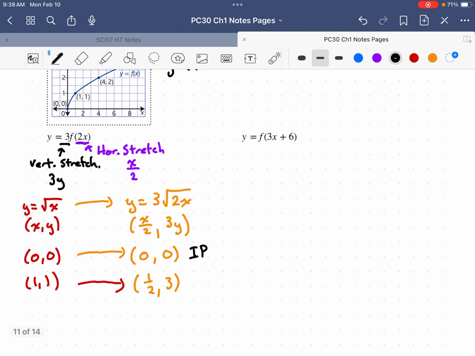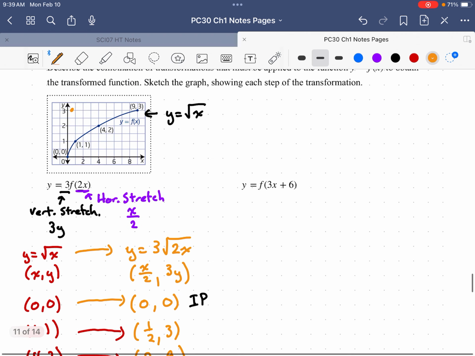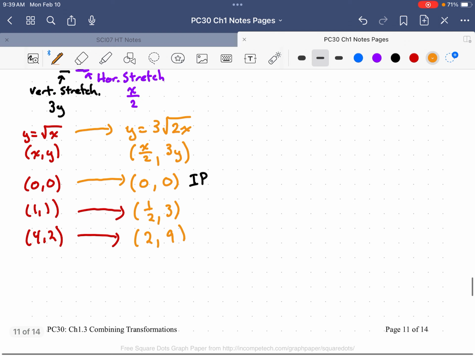I take my point of (4, 2). Take my x value divided by 2, and I go to 2, and times my y value by 3, that's 6. Now this doesn't even fit on my little graph here.